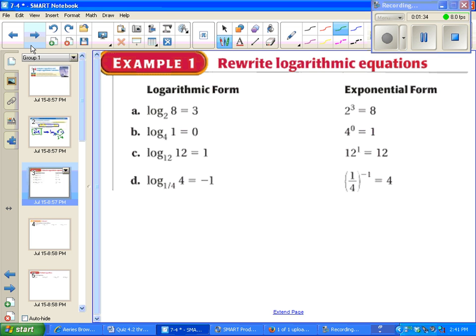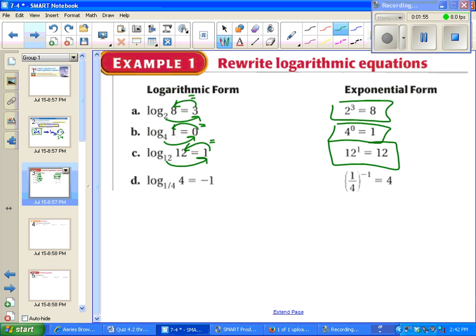Over here in part A, we see log base 2 of 8 equals 3. So to rewrite that as an exponent, we go 2 to the third equals 8. Just like we see there. 4 to the 0 equals 1. 12 to the 1 equals 12. And 1/4 to the negative 1 equals 4. That one's kind of the hardest one.